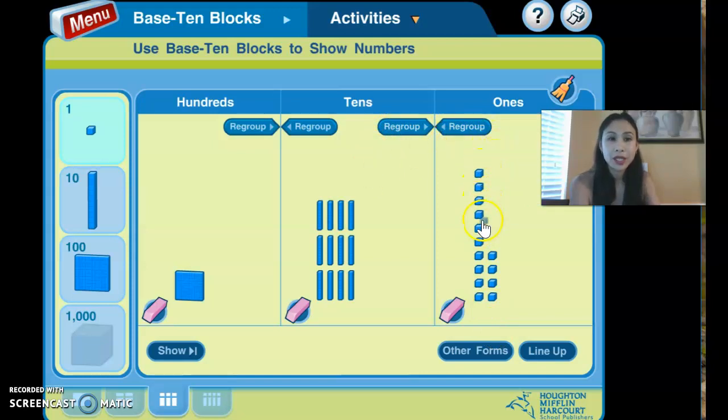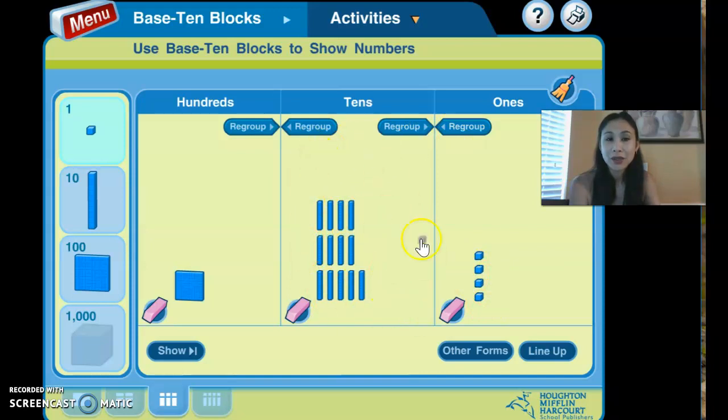Okay, so let's count. 1, 2, 3, 4, 5, 6, 7, 8, 9, 10. We found 10. 11, 12, 13, 14. Yeah, we found 10. This is way more than 10. So let's regroup and see what happens. Did you see that? 10 of the units was put together, moved over to the tens place. We now have 4 ones.